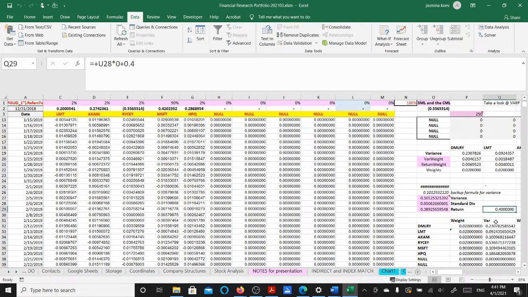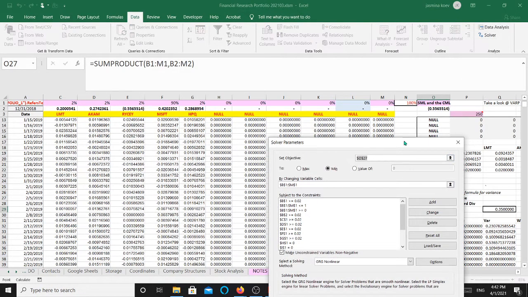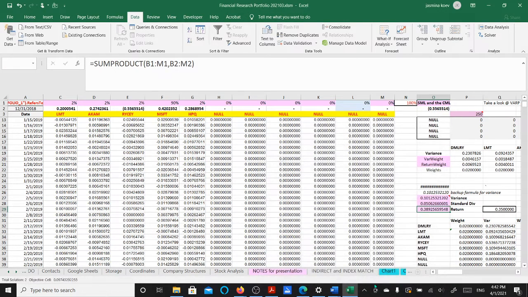So let me change this. Instead of 40, I'll ask it to give me a 35% return and calculate what is an optimal blend of investments that will minimize the variance. Right now you can see I'm at 38% with a 10% variance. I'm going to ask it to give me a 35% return with the most minimized variance. So let's see what it generates.